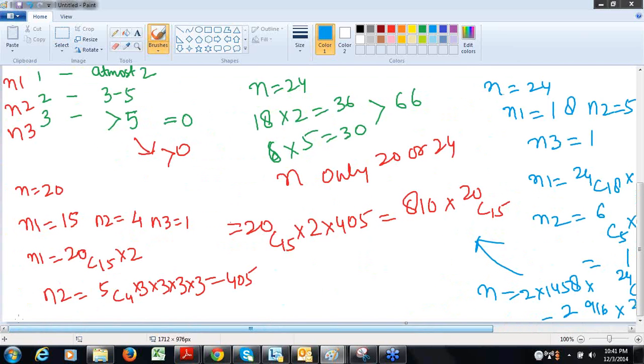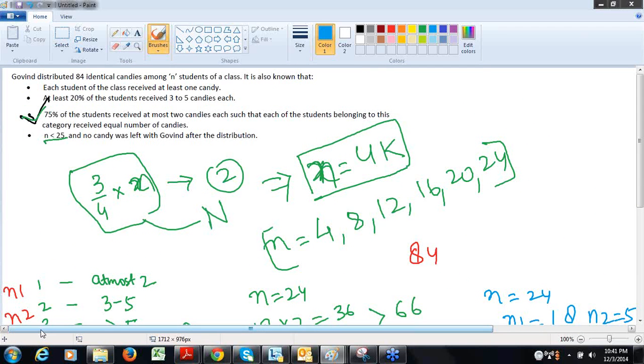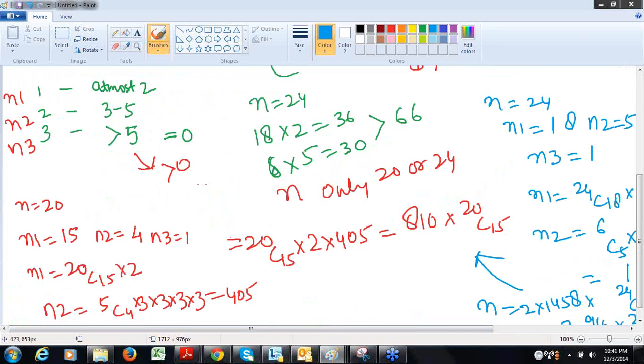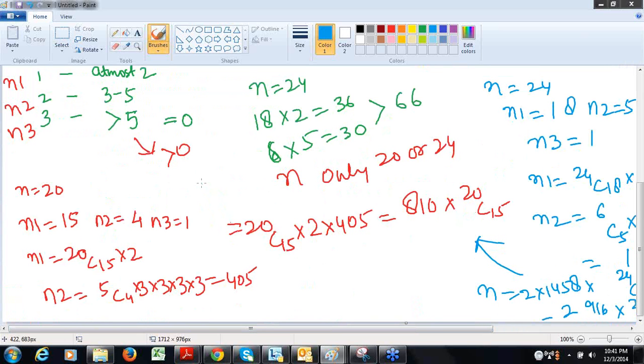Everybody understood this, or do they have a problem with this? Because I'm not getting any response from the people. Everybody clear with this?